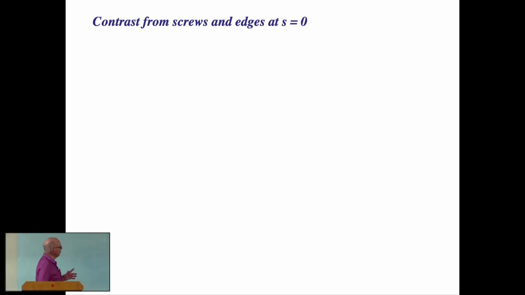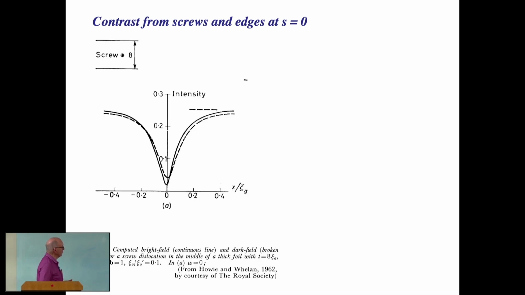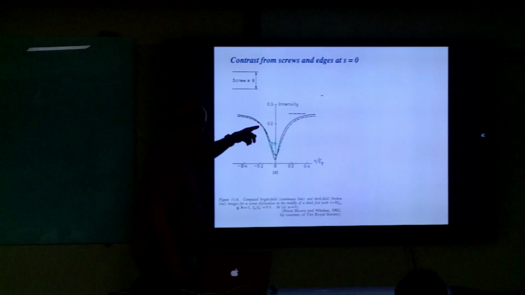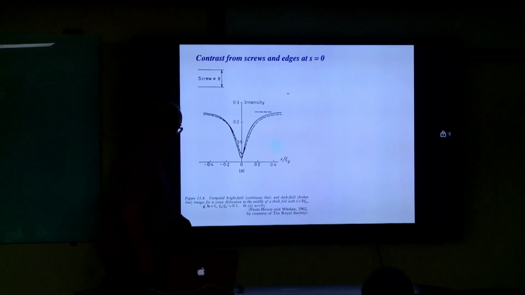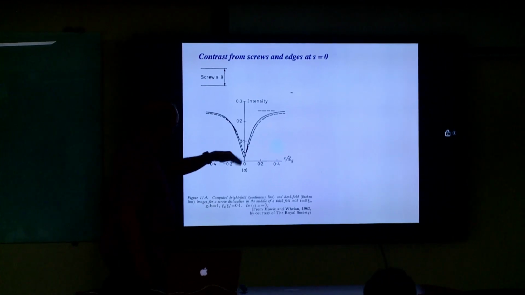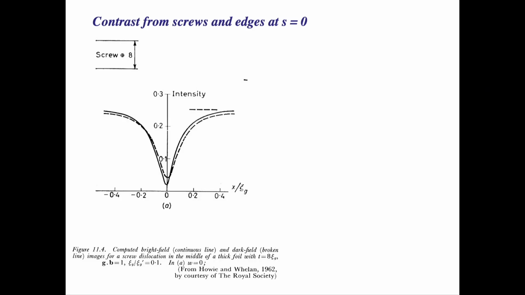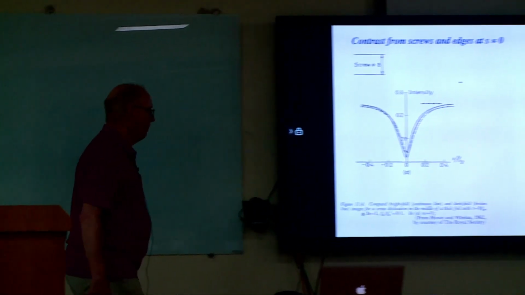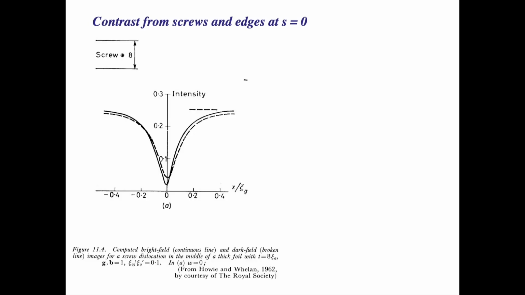So contrast from screws and edges at S equals 0. Let's take a look. This is the calculation for a screw dislocation. It's computed. The solid line is bright field. The broken line is the dark field image. And in both cases you're going to have a dark image here. This is G dot B equals 1, and we have 0.1 for the anomalous absorption here. So that would be for a screw.